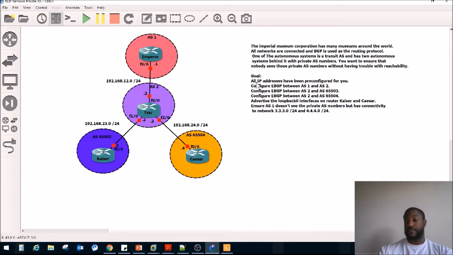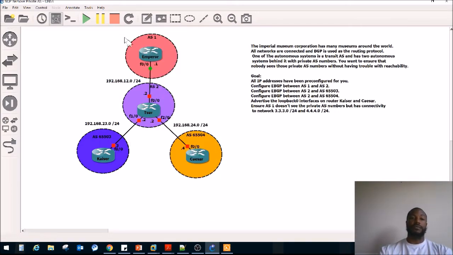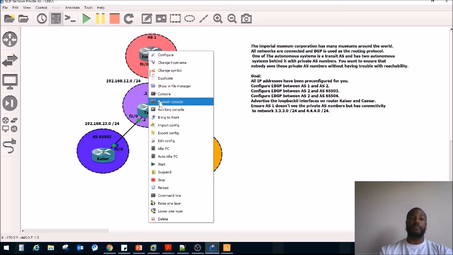But first, all IP addresses have been configured, so we've done that. We need to configure eBGP between AS1 and AS2, which sits right here. Then we need to configure eBGP between AS2 and 65,503. Then between AS2 and 65,504. So let's go ahead and configure eBGP between all of these guys. I may or may not cut this part out. Let's console into, or actually we need to power all these guys up. Then console into router Emperor.